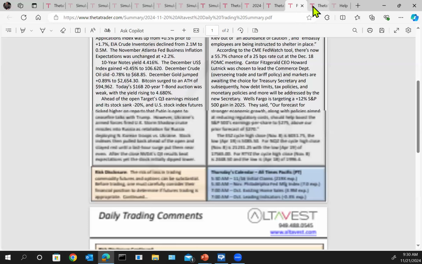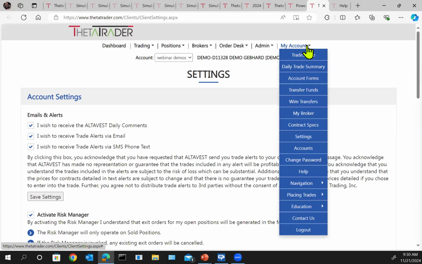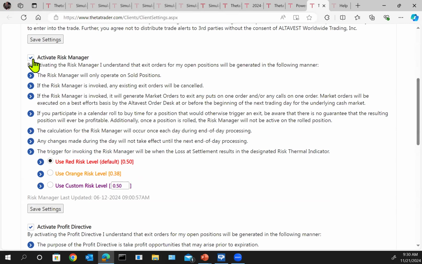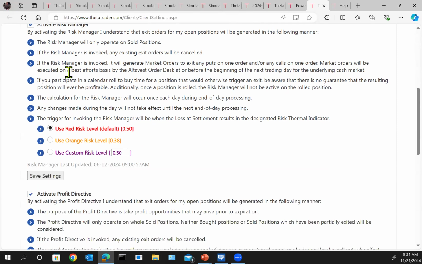And then also, this is important here, folks. Go to your settings and you'll see this page. And this is how you activate your risk manager by checking this box here. And then I'll point out that this is the automation.